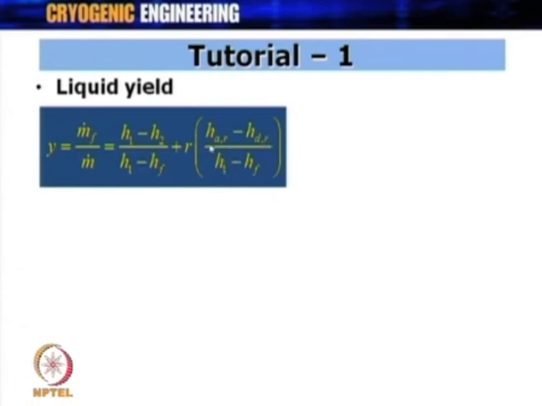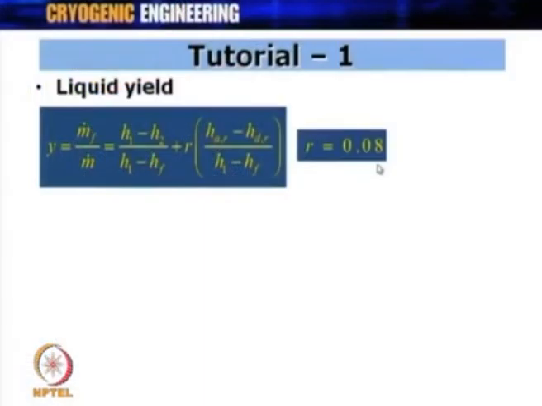Well, as you remember this, HA and HD are the enthalpy of the refrigerant at point A and D respectively, which is nothing but the enthalpy across the 3 fluid heat exchanger or across the pre-cooling heat exchanger of the pre-cooled Linde-Hampson system. From here, what we know is the value of R is equal to 0.08.